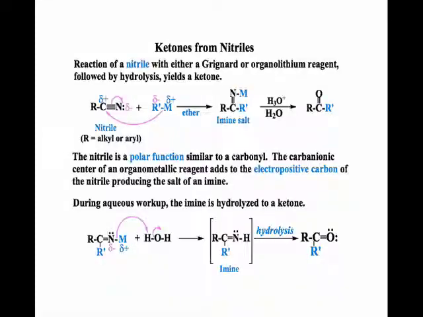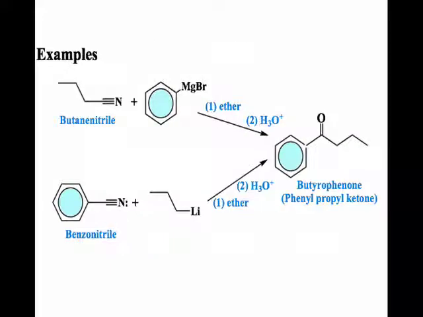Okay? So here's the mechanism that we just talked about, right? And this imine intermediate undergoes a hydrolysis with the water and gives you the ketone. So the mechanism is exactly the same whether we're talking about Grignards or alkyl lithiums. Most people choose the Grignards for obvious reasons, but alkyl lithiums will also attack nitriles and ultimately give ketones. Okay? So here's a couple of examples.